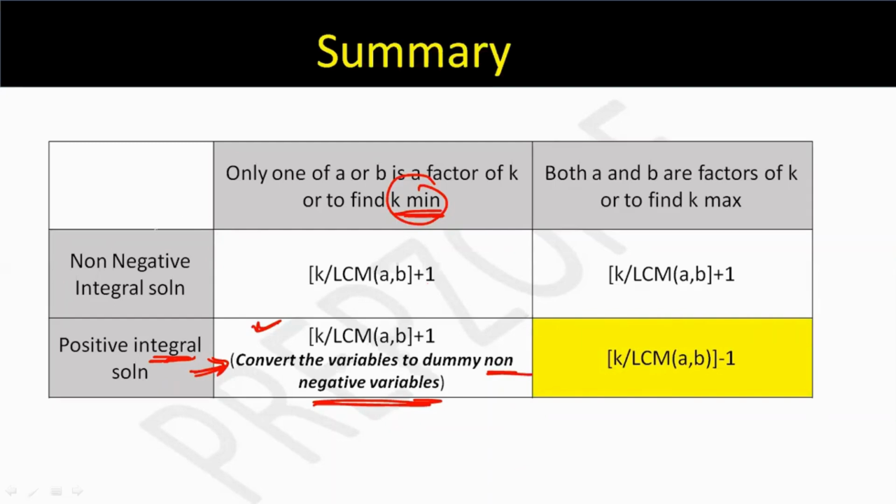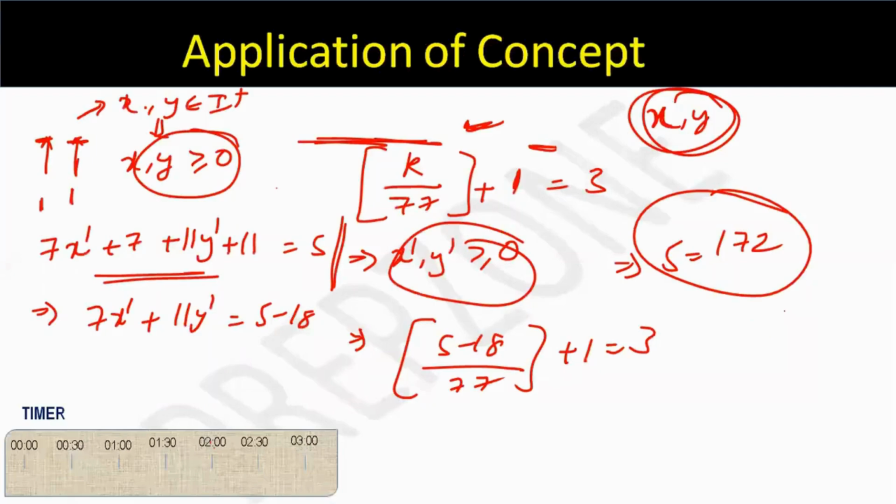The formula remains the same. The only trick comes in positive integral solution. So whenever the question tells you it's a positive integral solution, make sure there's a catch. The catch is, if k is minimum, or if one of a, b is a factor of k, you change the variables into dummy variables, or if you have to find a k maximum, you just change the sign from plus to minus. Shantika, is it clear? There's nothing to understand here. The only thing you need to understand is how and when to apply which formula. That is the only thing I expect out of you, at least in this slide.